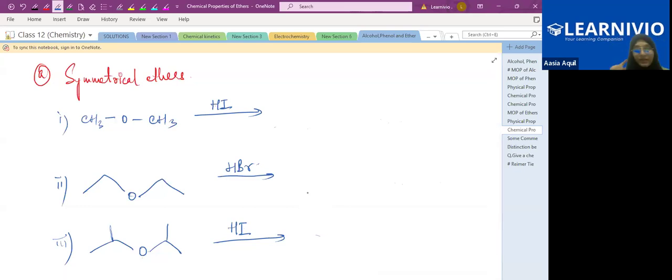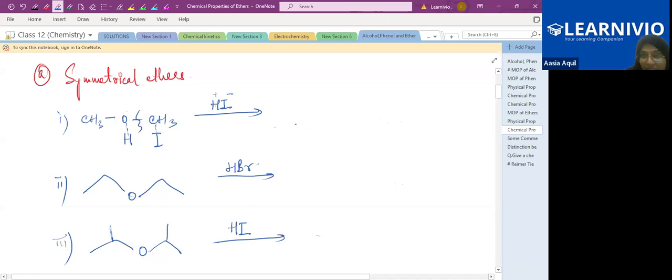Symmetrical ethers. Now, again, it's very easy. It's symmetrical, so you can cleave this; H will have plus charge, and the oxygen has a negative lone pair. So you can cleave any bond. If it is symmetrical, you can cleave any CO bond, either this one or this, with HI. So H will combine with this oxygen and the CH3 group will combine here and this bond will cleave.